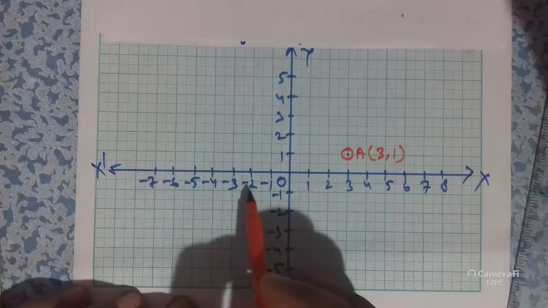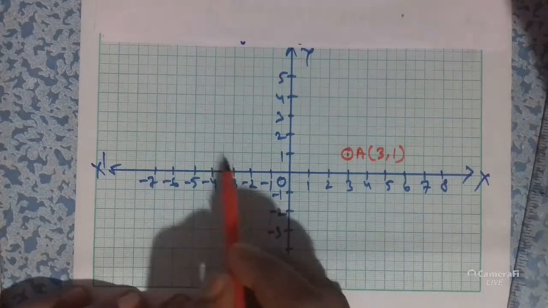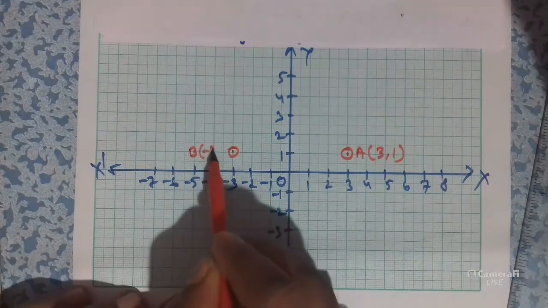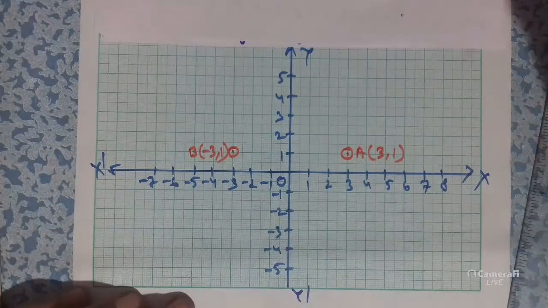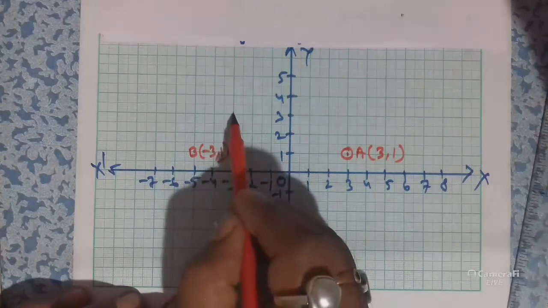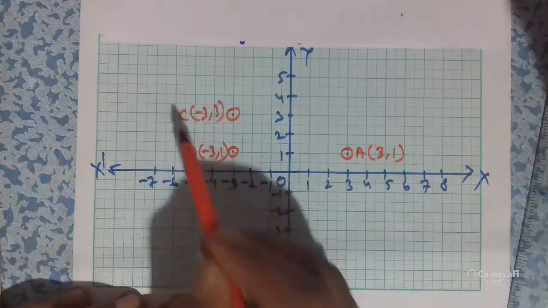Second one is (-3, 1). So minus 3, that means x is negative. So we have to move towards left. So minus 3 and 1. This one is B (-3, 1). Third one is C. C is (-3, 3). So minus 3 and then 1, 2, 3. This one is C (-3, 3).